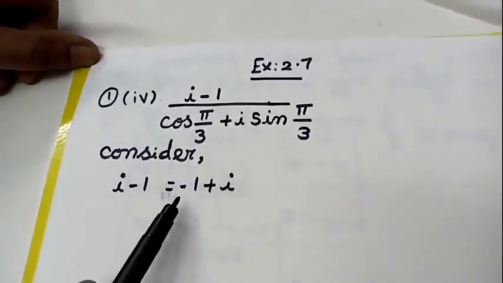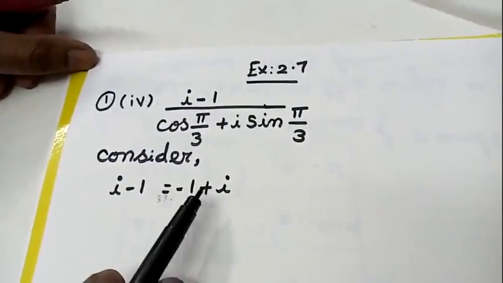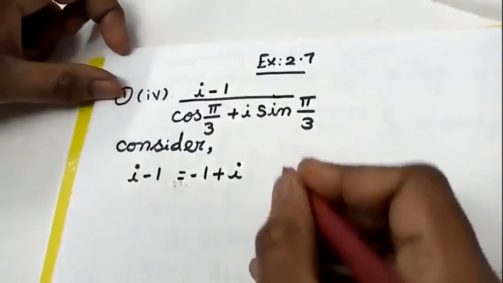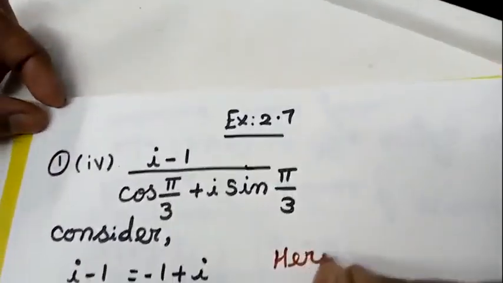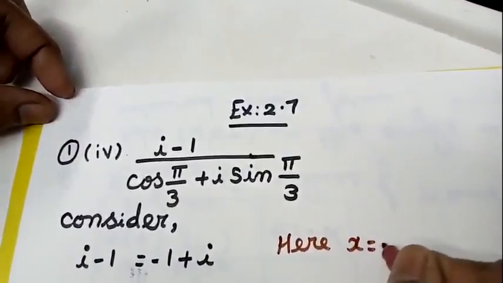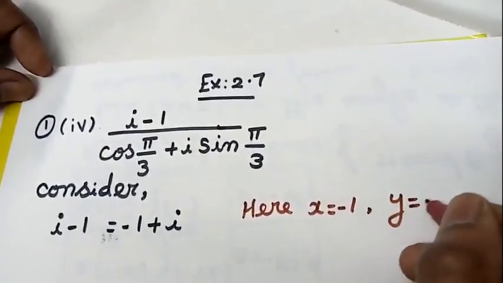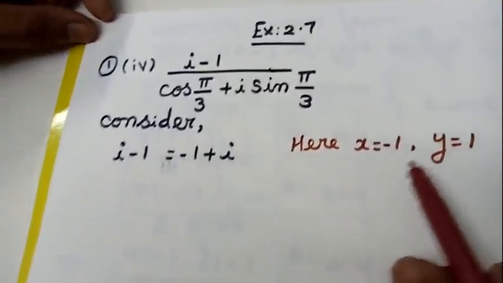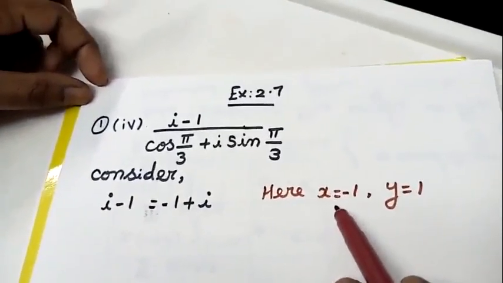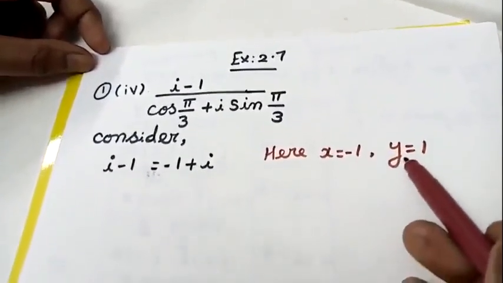So real part plus imaginary part here. Just see, students, what is the value for x I'm having here? Here x is equal to minus 1. And what is the value for y? y equal to plus 1. The value for x is minus 1. Real part is minus 1 and imaginary part is plus 1, students.